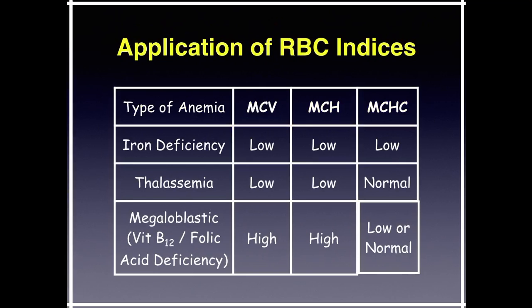So what exactly is the application of RBC indices? It helps in classifying the anemias based on the morphological appearance, and it can differentiate between the etiology of anemias. For example, in iron deficiency anemia, MCV, MCH and MCHC are going to be low, whereas in thalassemia, though MCV and MCH are low, MCHC can be normal. In megaloblastic anemia, which results from vitamin B12 or folic acid deficiency, MCV and MCH are high, whereas MCHC can be low or normal. So the RBC indices help us in the morphological classification of anemias.